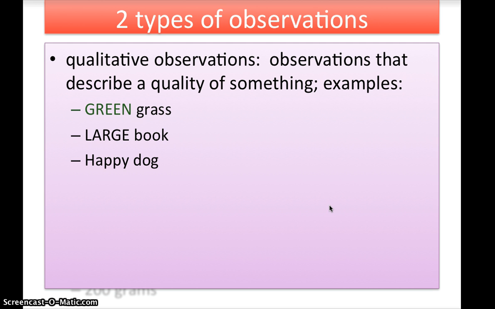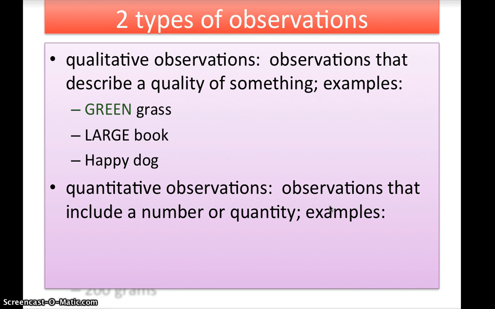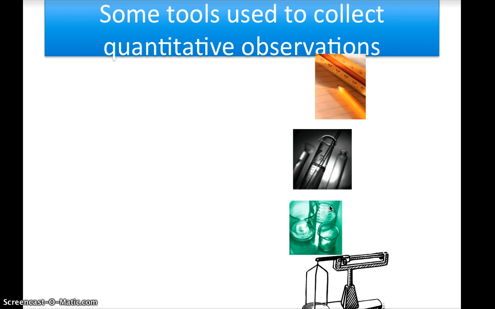And the next one, you probably know this one already too, quantitative observations. These are observations that include a number or a quantity. My examples: 6 pencils, 4 centimeters, 200 grams. Now in class, we will be doing a large amount of quantitative observations, and there are some tools we'll be using often. These are the ones we use most often.